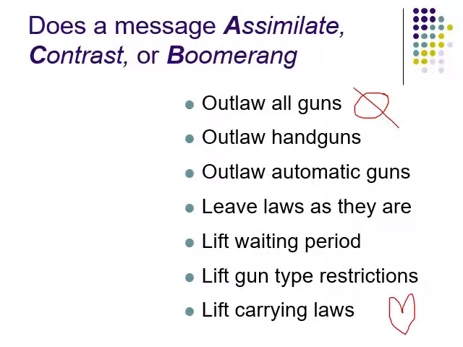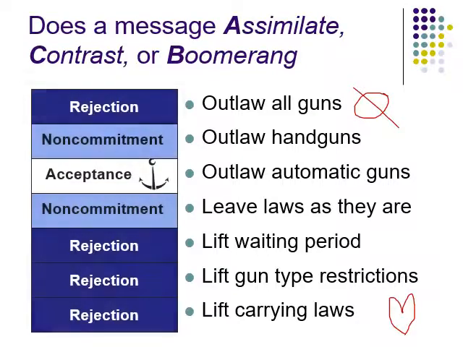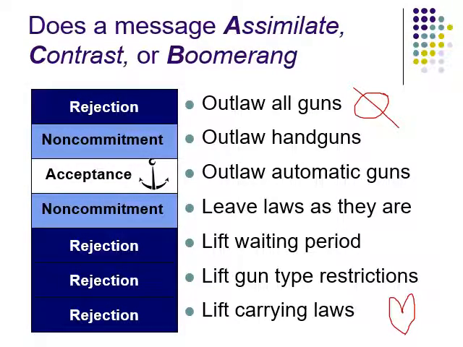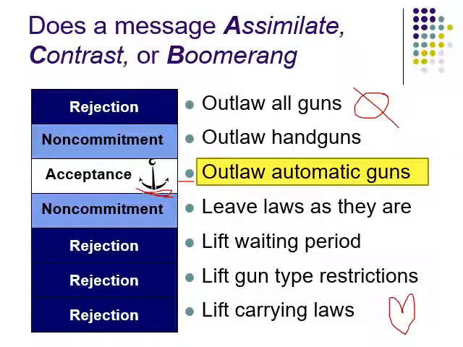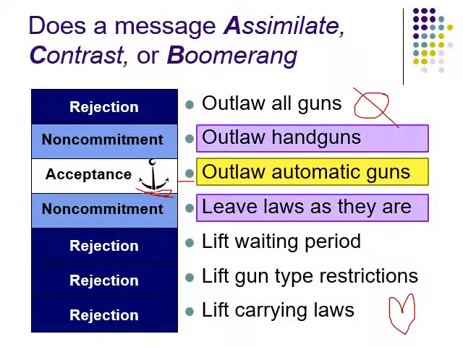So when a person hears a message, now we're talking about a judgment: are they going to assimilate, contrast, or boomerang? Well, this individual, again, talking about what we discussed before, has a large anchor. So you just accept the one position and they're rejecting most of what they hear. When they hear a message that falls here, in their latitude of acceptance, or a message that sounds sort of like outlawing handguns or leaving laws as they are, for which they have non-commitment, they're likely to assimilate.